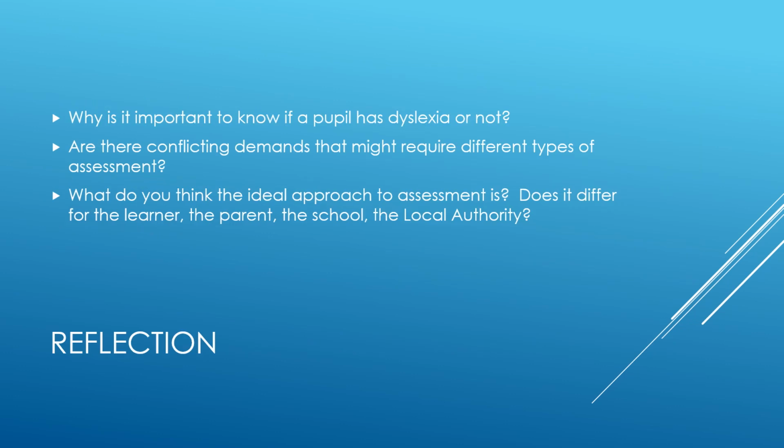So if we're reflecting on this lecture, then we need to think about why it is important. Ask ourselves, why is it important to know if a pupil has dyslexia or not? Is it important? Can we just identify their individual differences, or the fact that they may be struggling with certain things, and put interventions into place? Is it really important to know if a child has dyslexia or not?